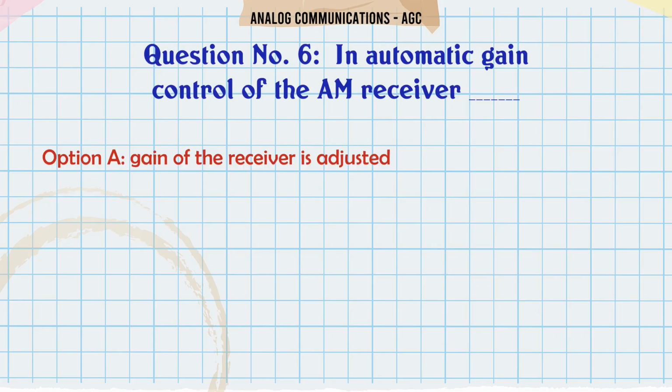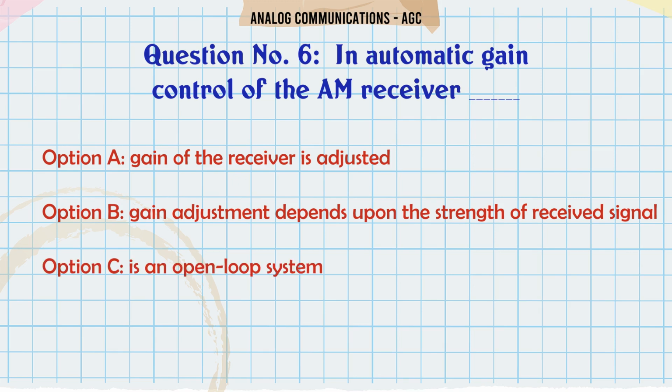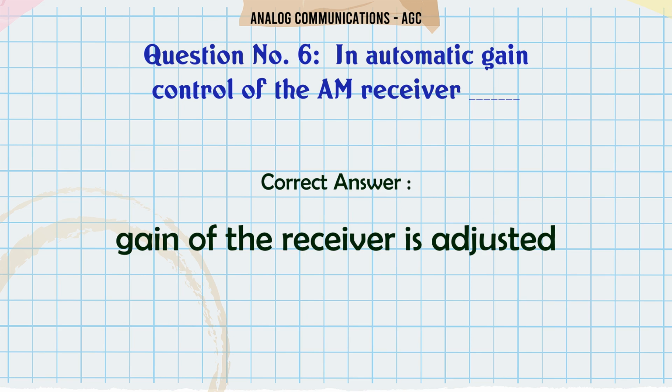In automatic gain control of the AM receiver, A. Gain of the receiver is adjusted. B. Gain adjustment depends upon the strength of received signal. C. Is an open-loop system. D. Gain is received only by stronger signals. The correct answer is gain of the receiver is adjusted.